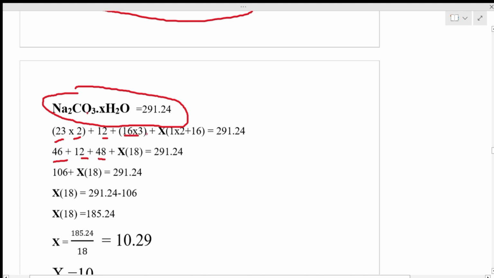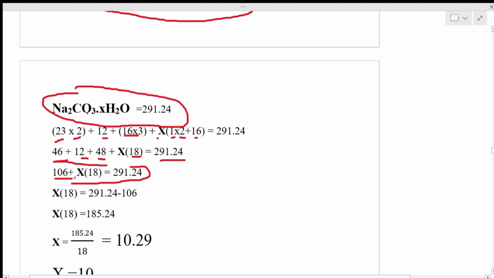For the hydrated part, this point in chemistry means addition, X. So I have the value of hydrogen to be 1 multiplied by 2 plus 16, and everything is giving us 18 for the molecules of water. All right, this equals our total molar mass. So adding all this together, I'm going to have 106 plus 18 times X. So this is what I have in total.